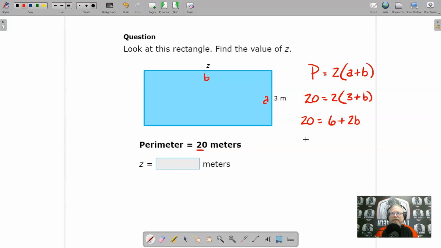Now let's subtract 6 from each side. What is that, 14? Right? And that leaves us 2b here. Now let's divide each side by 2 to isolate the variable b. And 14 divided by 2 is 7, and we'd have the b remaining on the right, so b equals 7, which in fact means z equals 7. B and z, same difference.